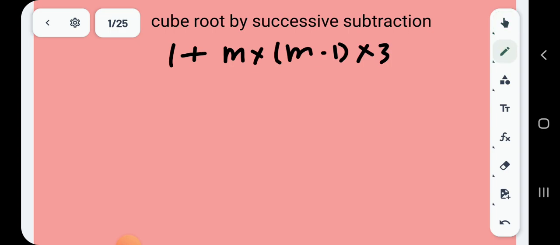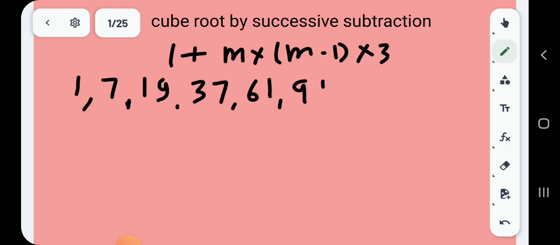If you put 1 in place of m, you get 1. If you put 2, solving this you get 7. Similarly, by putting 3 we get 19, then 37, then 61, then 91, and so on. These are the different numbers that we get by putting different values in place of m. We will use these numbers 1, 7, 19, 37, 61, 91 and so on to find the cube root of a given number. So how to find it?